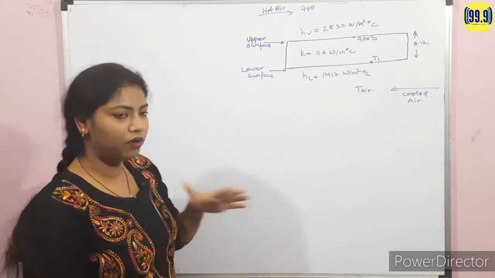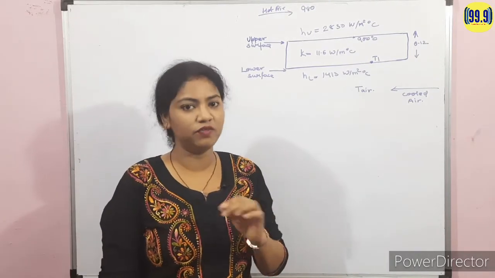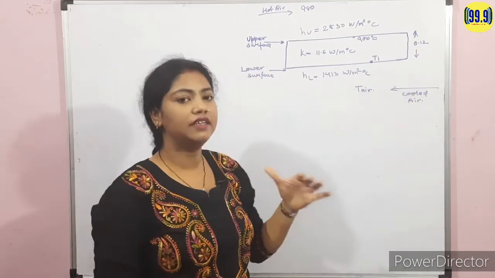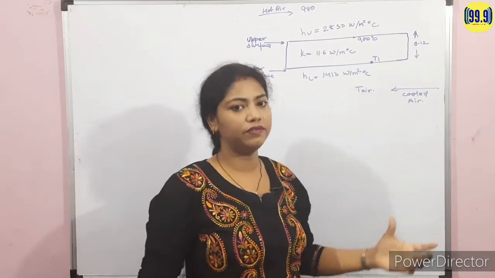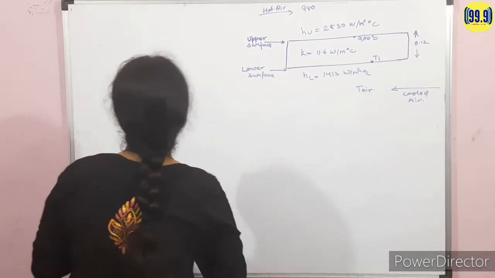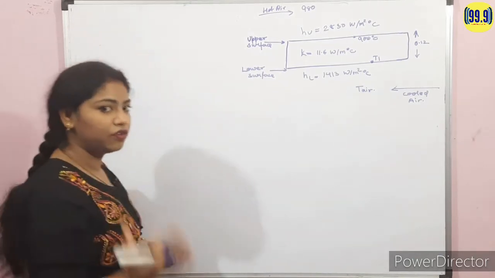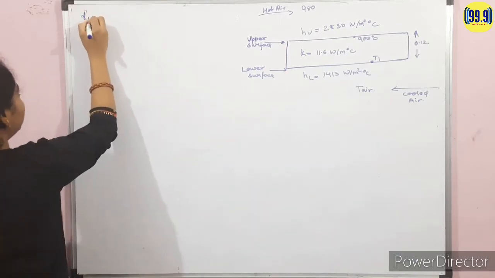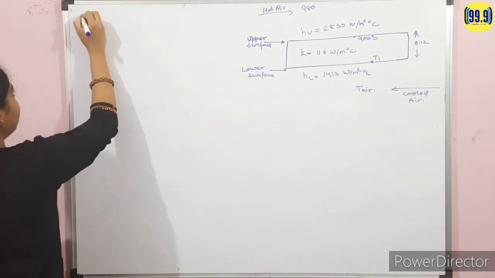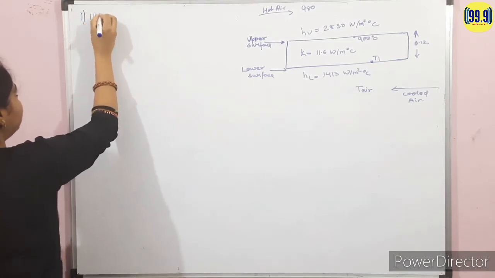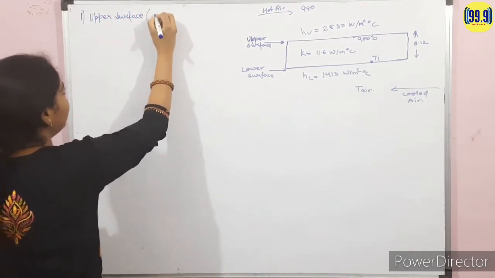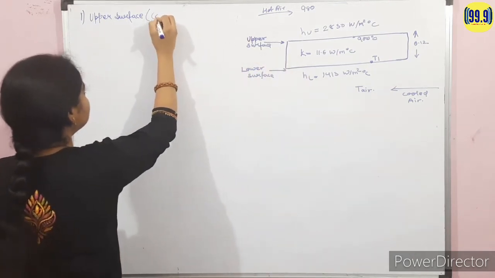So first we calculate all the resistances, then we calculate the heat transfer rate, and after that, step by step, we calculate the value of temperature T1, and then we finally find the temperature of the cooled air. So let's start step by step. First we find the resistance R1, the resistance acting on the upper surface of the turbine blade. On the upper surface, the mode of heat transfer is convection.